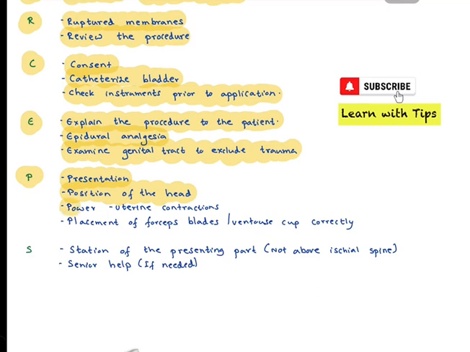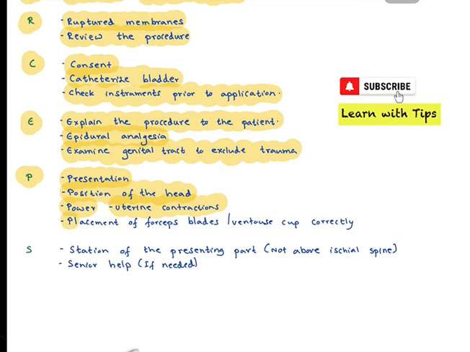Next one is the power. Power means the uterine contraction. Adequate uterine contraction should be there. If not, the baby will not descend very easily. So we have to adjust the oxytocin dose adequately to give adequate uterine contraction. So it will increase the power and expel the baby.